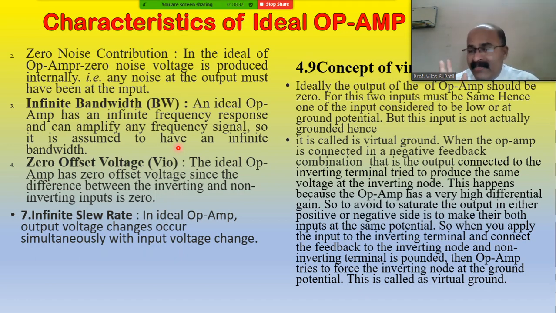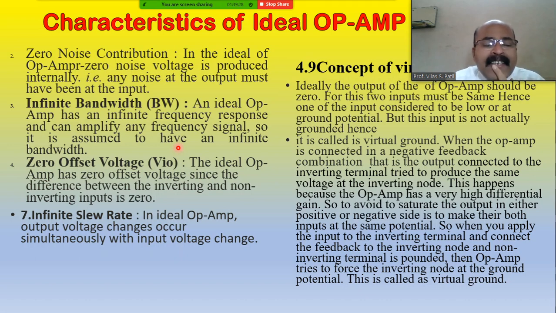The second is infinite bandwidth. Bandwidth is infinite, means it ranges from some hertz to hundreds of megahertz. It operates over a very large frequency range. The operating bandwidth of an ideal operational amplifier is very, very large, and hence it is described as infinite bandwidth. It means it will operate from hertz to hundreds of megahertz.